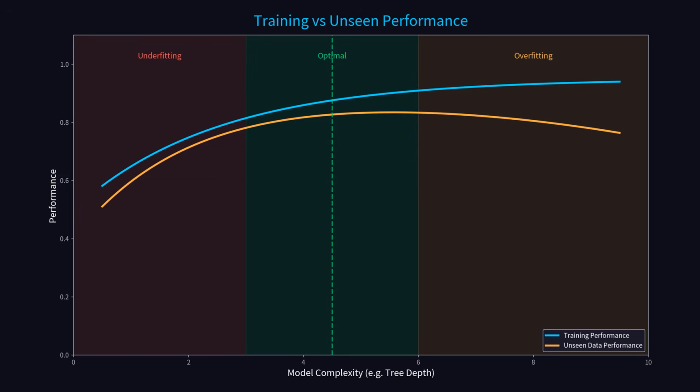Cost complexity pruning is a key method. The complexity parameter alpha controls the trade-off. Small alpha allows larger trees, large alpha forces simpler trees. The procedure generates a sequence of progressively simpler trees and selects the alpha that yields the lowest error on unseen data, exactly the optimal point on the complexity curve.